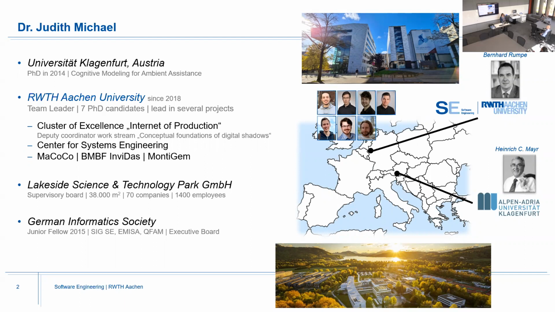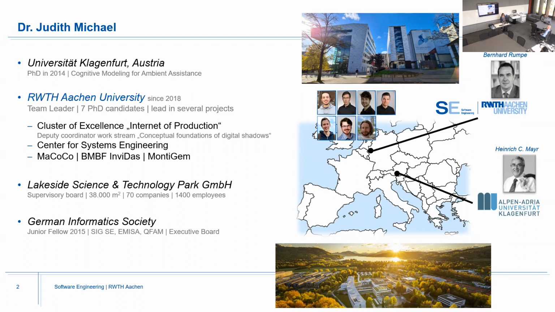In 2018, after my PhD, I moved to RWTH Aachen, where I'm one of the team leaders with 7 PhD candidates in my team. And we are working on several projects. For example, we're part of the Cluster of Excellence Internet of Production, which is a large funded German project with about 100 PhDs working from different chairs of the university. And there I'm one of the 13 coordinators of the work streams.